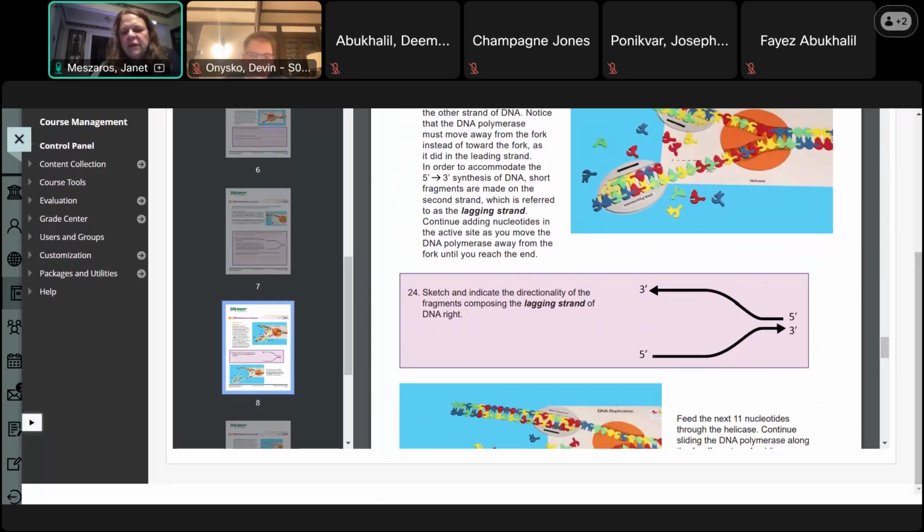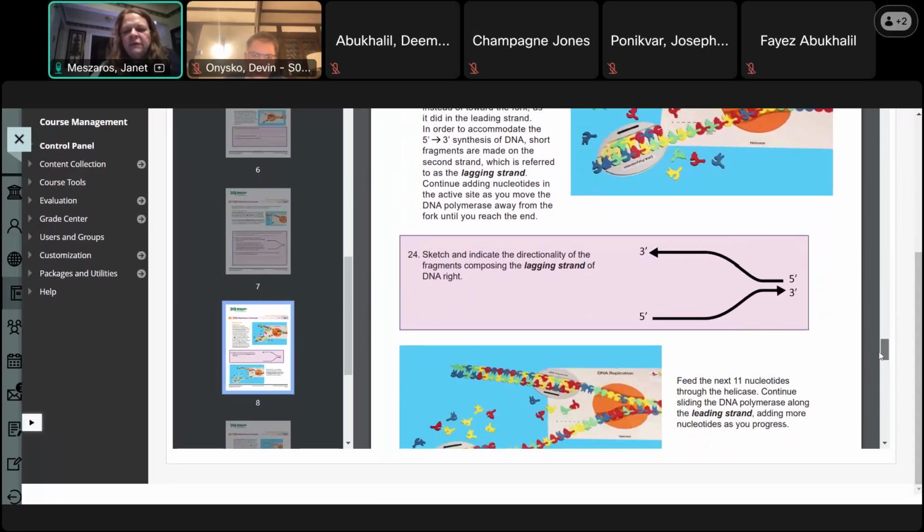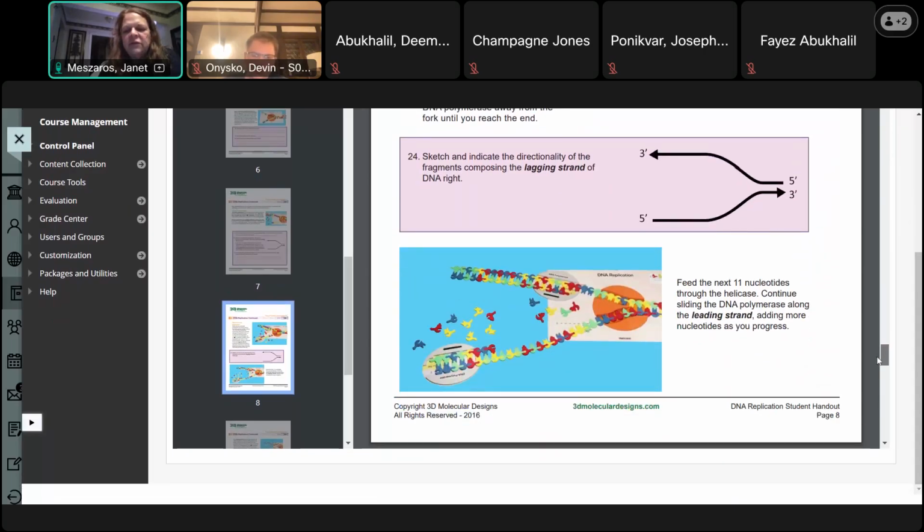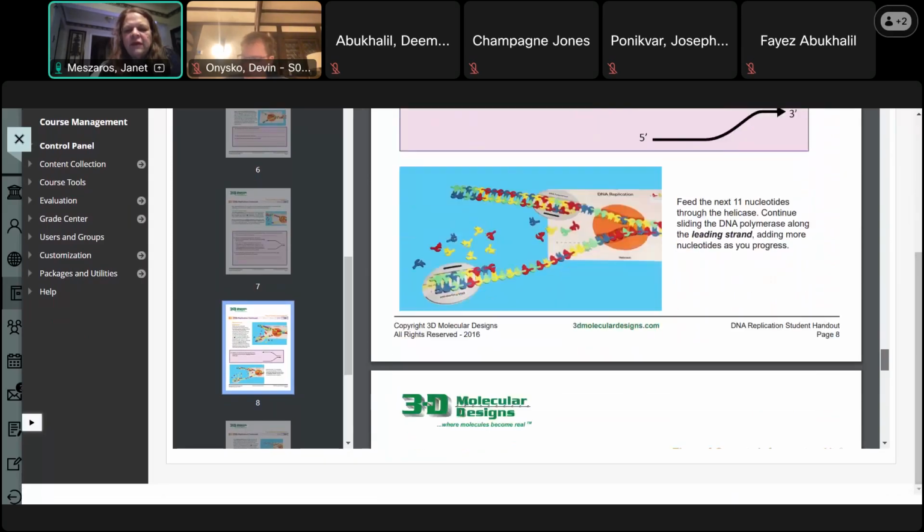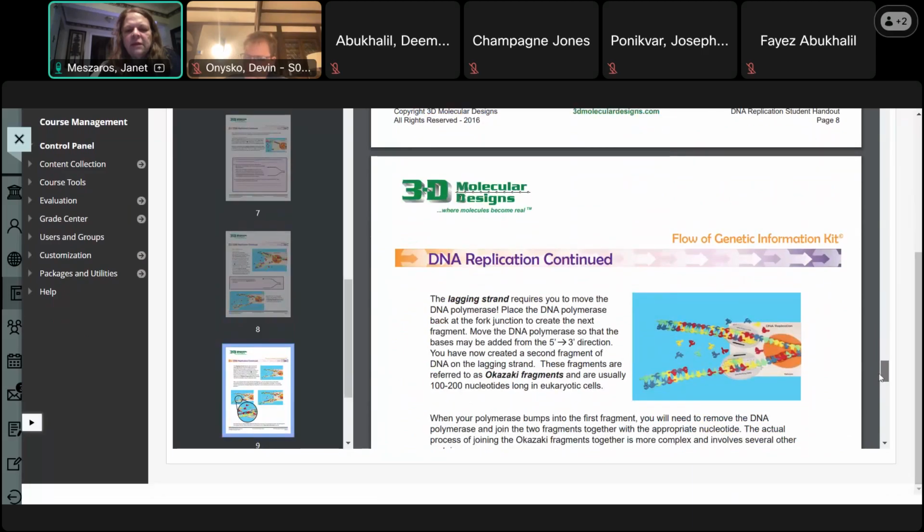Feed the next 11 nucleotides through the helicase and continue sliding the DNA polymerase along the leading strand, adding more nucleotides as you progress. And then you're going to do the same thing with the lagging strand. The lagging strand requires you to move the DNA polymerase. Place the DNA polymerase back at the fork junction to create the next fragment. Move the DNA polymerase so that the bases may be added from the 5' to 3' direction. You have now created a second fragment of DNA in the lagging strand.